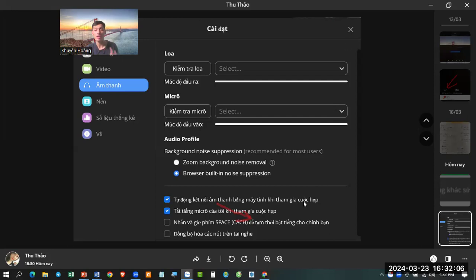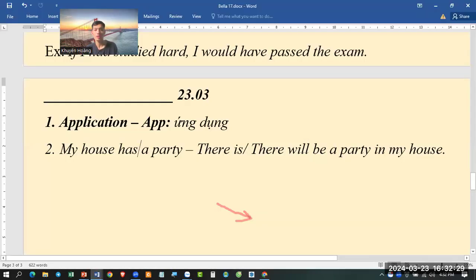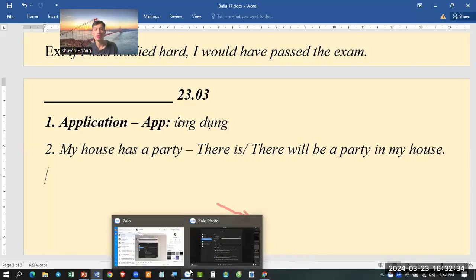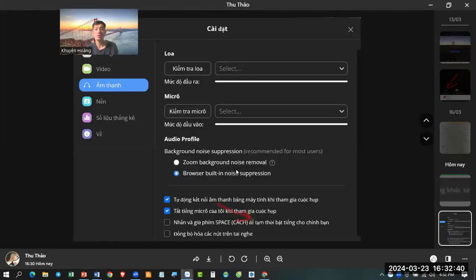Because you are not using the application, you are using the browser, so it doesn't work. But I think if it has this one, we may change it. But if we cannot do that, it is a bit strange. Yeah, because I use the link, not the app. I know that. You are using the browser, so it sometimes doesn't work well. So just click on the Zoom background noise removal and you can quit this menu and you keep going on.